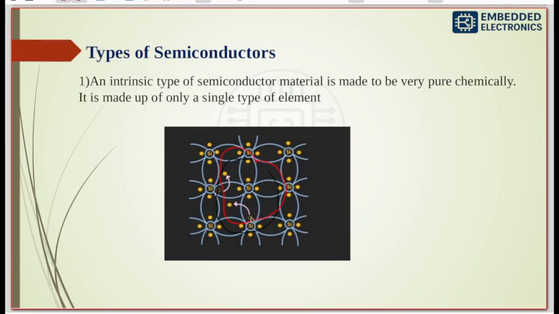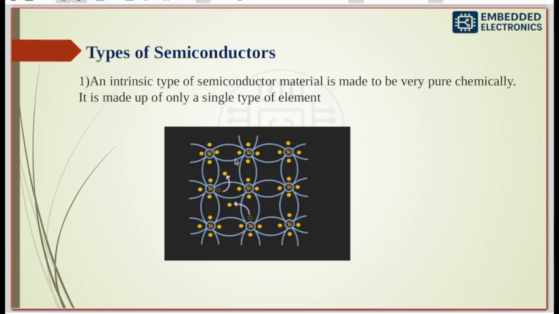So, types of semiconductor. First we can see about the intrinsic semiconductor. An intrinsic semiconductor material is made to be very pure chemically. This is the pure type of semiconductor. Here we have atoms, all are the same, right? Silicon atoms. There are no other atoms here, and it is made up of only a single type of element. See, this is also called a silicon crystal.